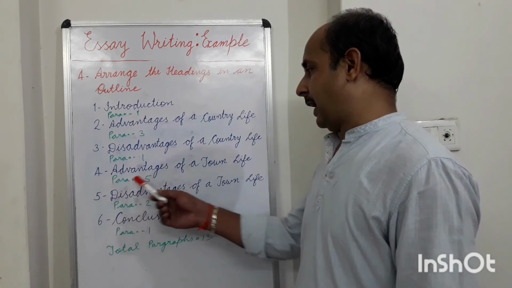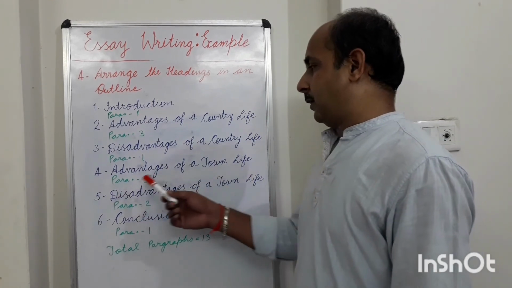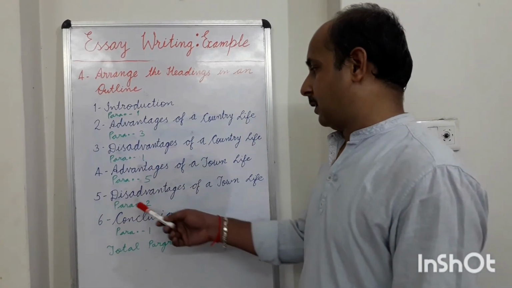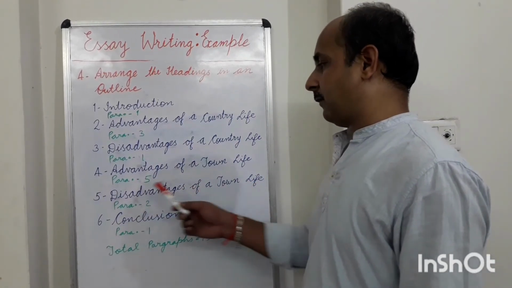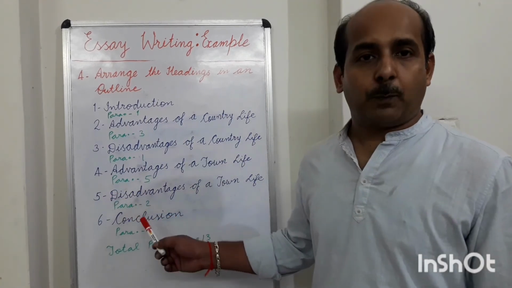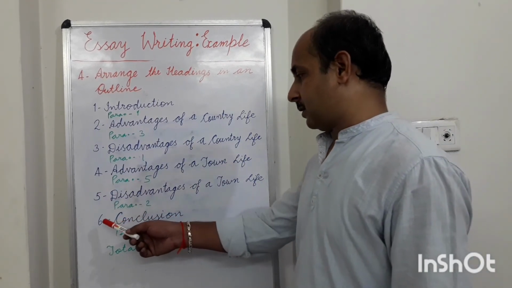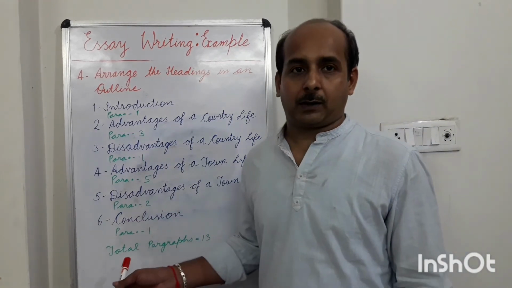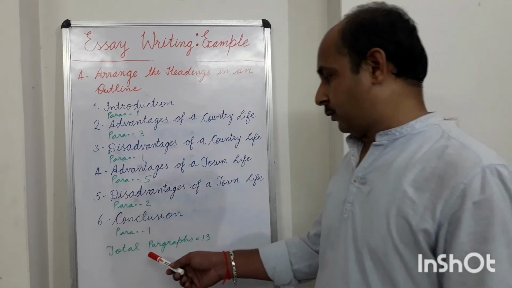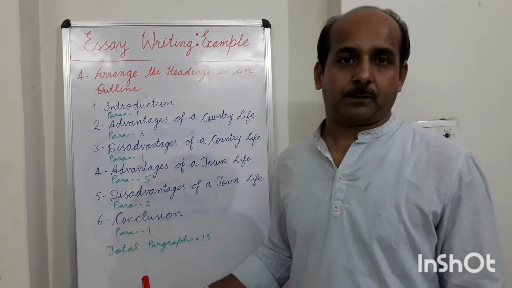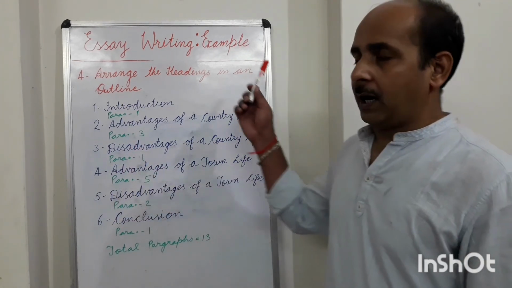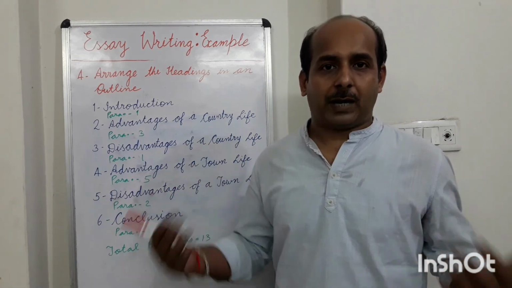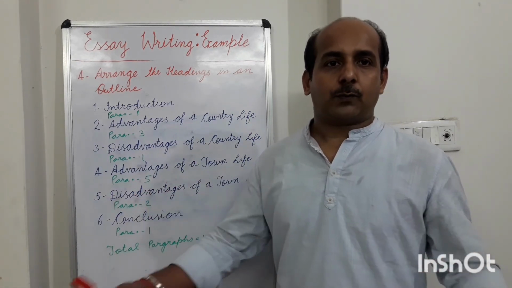In the 4th heading, advantages of a town life, we are using 5 paragraphs because there are 5 points. Disadvantages of a town life is the 5th heading, and we are using 2 paragraphs for that. And in the 6th heading, we are writing the conclusion, and for that we will use 1 paragraph. So in all, we are using 13 paragraphs. So here we have decided the outline of the essay. We have a very clear idea what we are going to write in our essay. Now we will move to the next step.